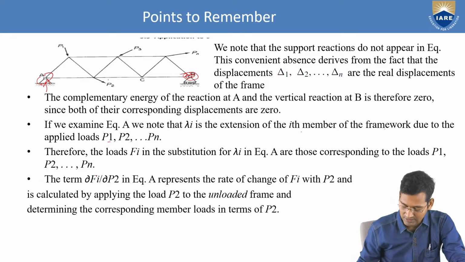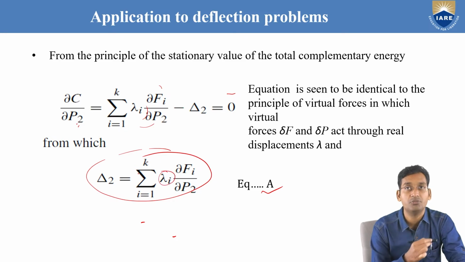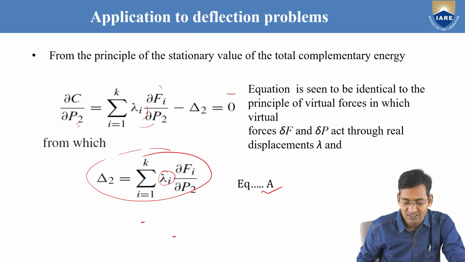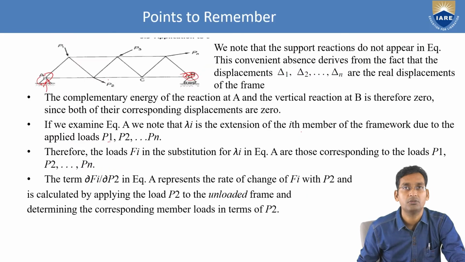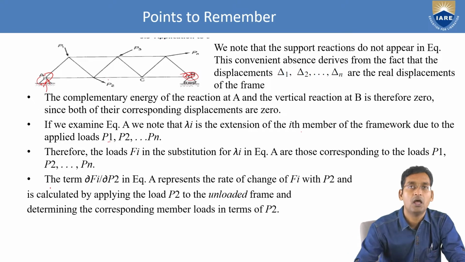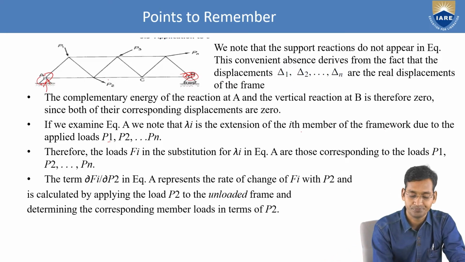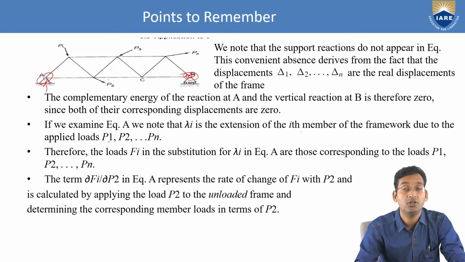Now in this equation, what we will change is the lambda I value in terms of Pi; we already saw Pi Li by Ai Ei. If we change it, the value should be the same, corresponding to that particular member. If Li is there, that is L1, then lambda 1 is there, then P1, lambda 2, P2. Okay. The term dou Fi by dou P2 in equation A represents the rate of change of Fi.